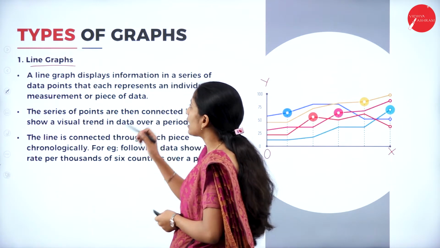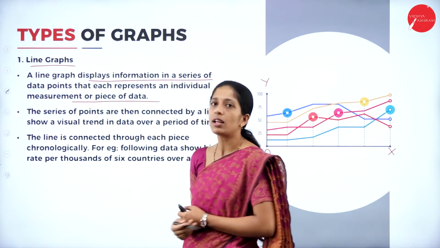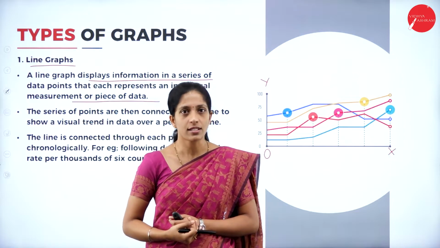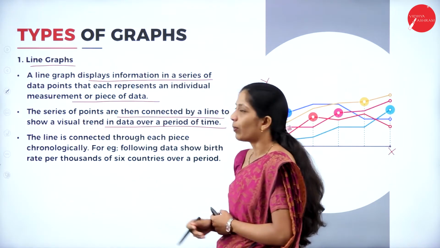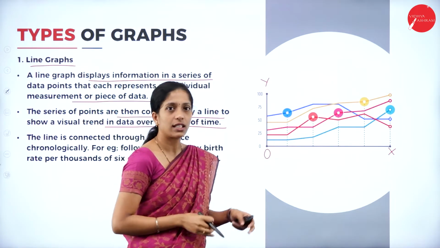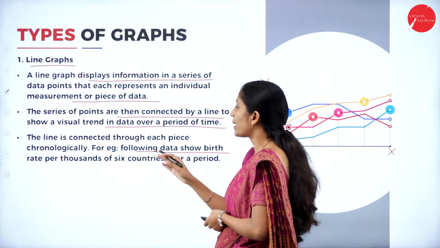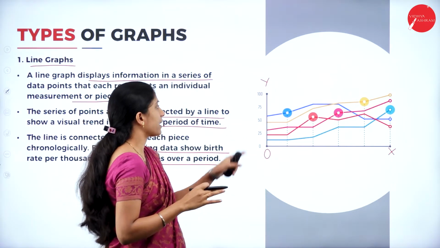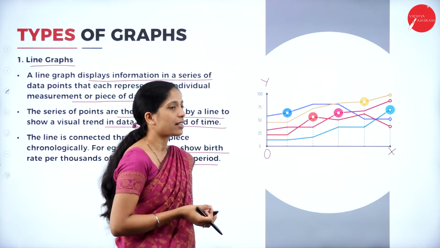That is known as a line graph. The line graph displays information in a series of data points that each represent an individual measurement or piece of data. As I have already told you, the variation in the variables is represented in the form of a line. The series of points are then connected by a line to show a visual trend in data over a period of time. So if they show the variations from one year to another year, that is known as a line graph. The line is connected through each piece chronologically. For example, the following data shows birth rate per thousand of 6 countries over a period. If you see the picture itself, you'll come to know what a line graph is: the graph which represents, in the form of a line, the variations in the variables.